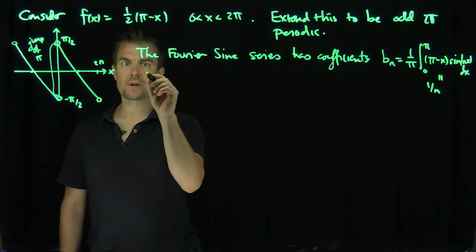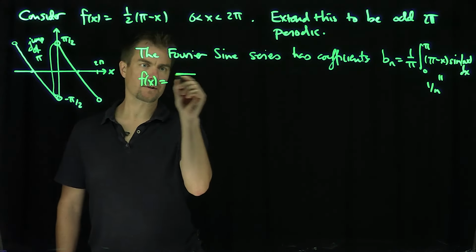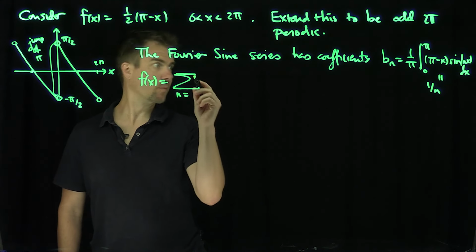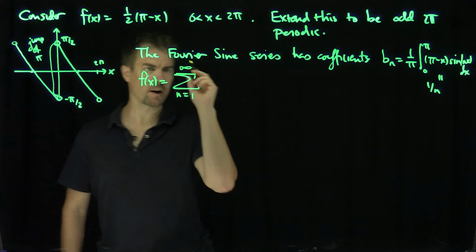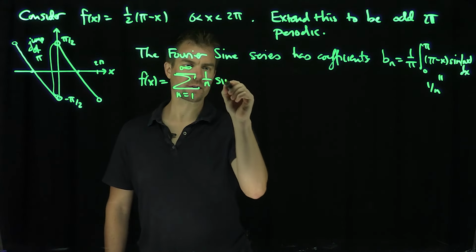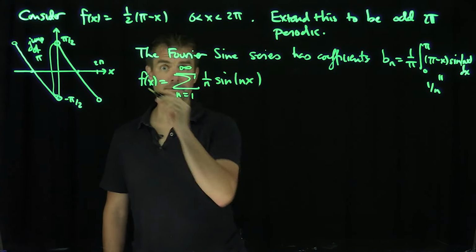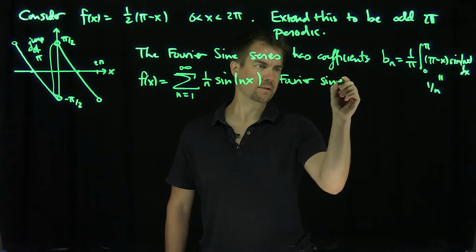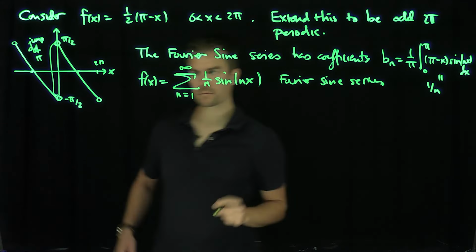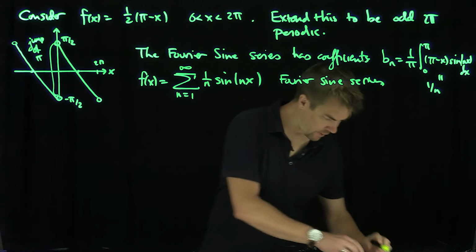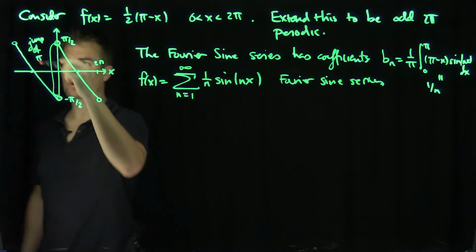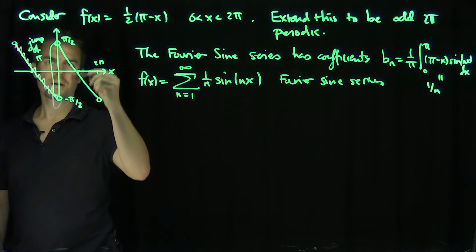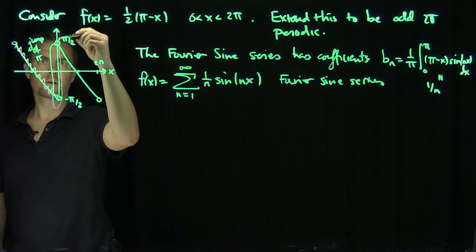In other words, this function f of x can be written as an infinite series, the sum where n goes from 1 to infinity, since we have a sine series, of 1 over n times sine of nx. So this is our Fourier sine series. And of course, if you plot the first couple partial sums, you're going to see the Fourier series does this, this, this, this, this, and then jumps up over here.